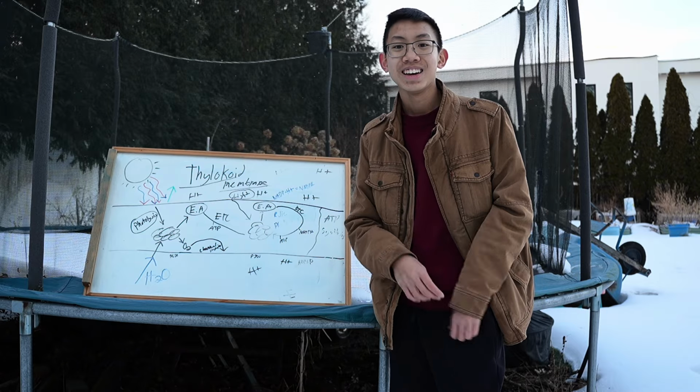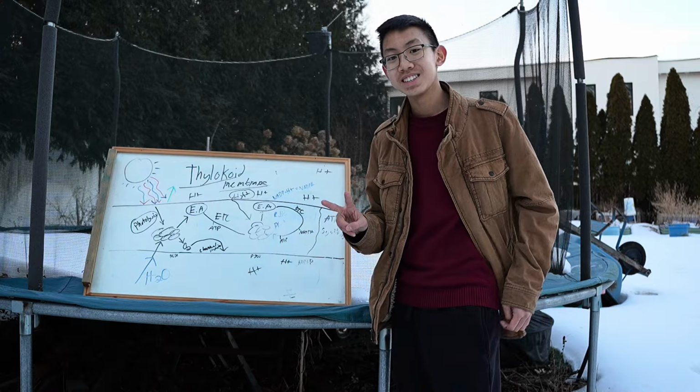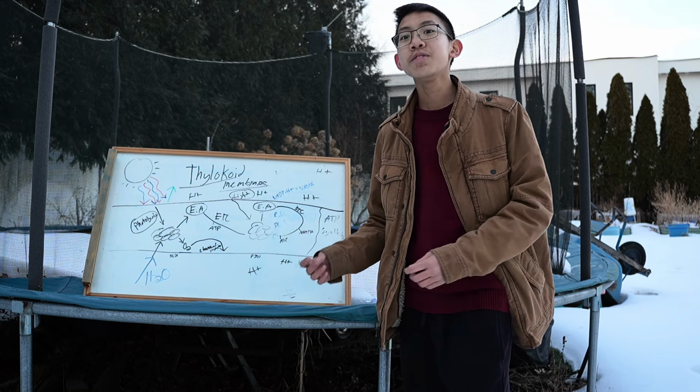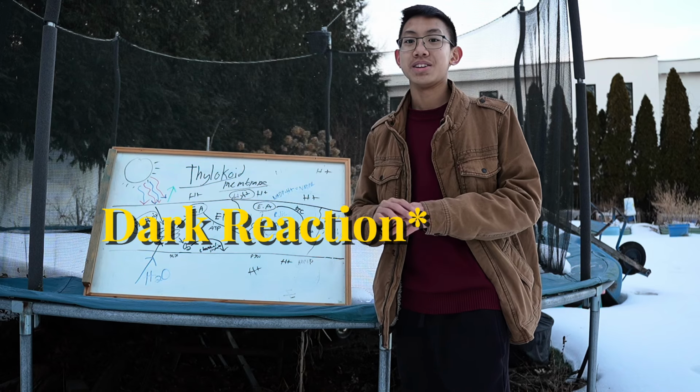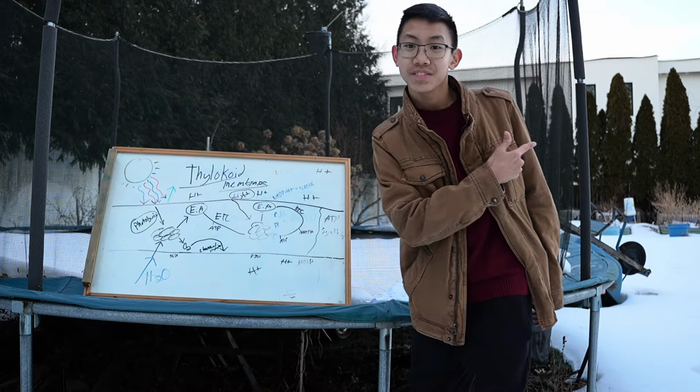So now, the second part of photosynthesis is the Calvin cycle. Previously known as the dark cycle, but never call it that now. So, let's move on to that.